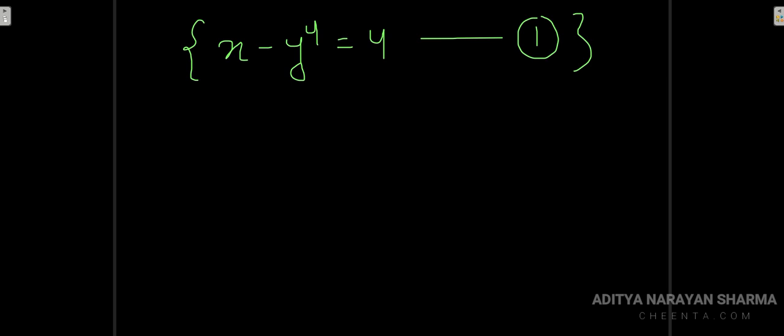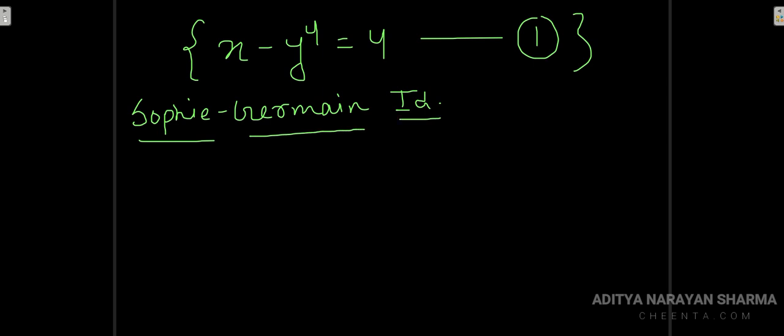To solve this, we need a very famous identity, which we call the Sophie-Germain identity. Many of you might have known this for long, and many of you might not, but it's okay because we are going to discuss it. This is a very simple and basic algebraic identity. It says if you're given an expression of the form a to the power 4 plus 4b to the power 4, then this can be factorized into a product of two factors.